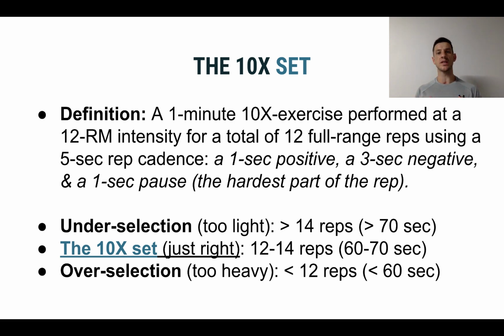As the name suggests, we select a load that is too heavy, which means if we fail at 11, we fail at 10, 9, 8, doesn't matter. Anything below 12, we can then adjust the load to make it slightly easier, because now it's too heavy. And when this occurs, we employ what we call the rest pause technique. So the rest pause technique is, imagine this. You select the load, and now it's too heavy.